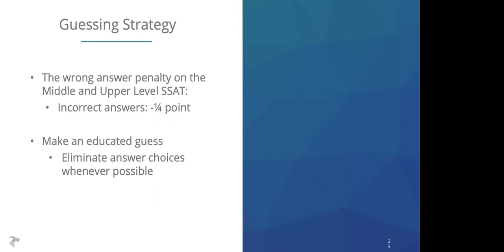Although the middle and upper levels have a wrong answer penalty, statistically, you're going to receive the same number of points on average if you guess randomly on every question as if you left every question blank. I will send this out along with the recording afterwards, but our SSAT prep guide explains this in detail. So basically, you should make an educated guess if you don't know the correct answer. And remember that eliminating answer choices will increase your odds of choosing the correct answer. So in short, don't be afraid to guess and try to make as educated a guess as possible.